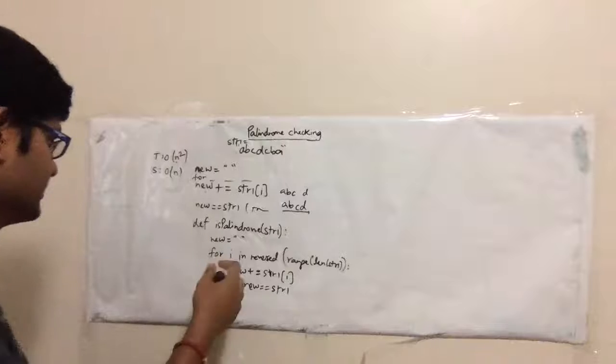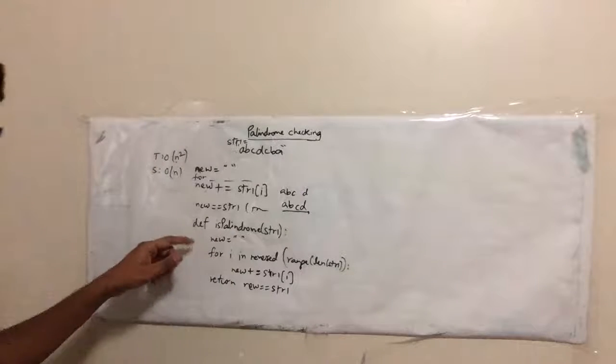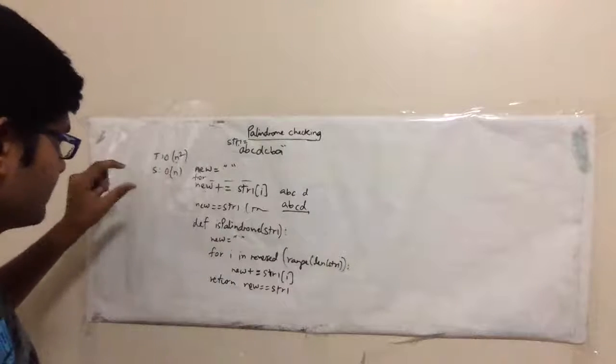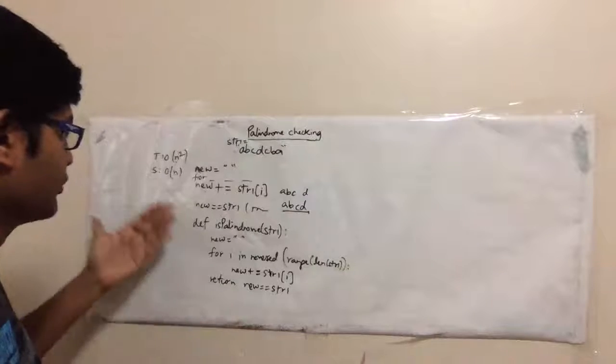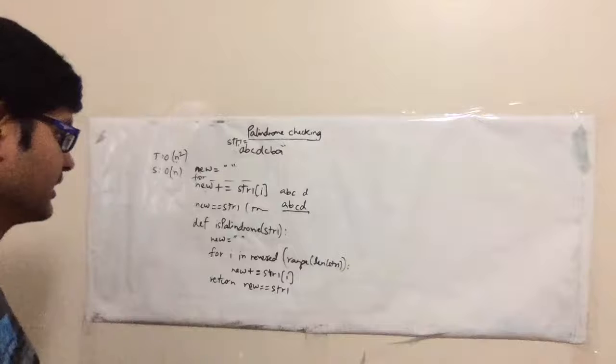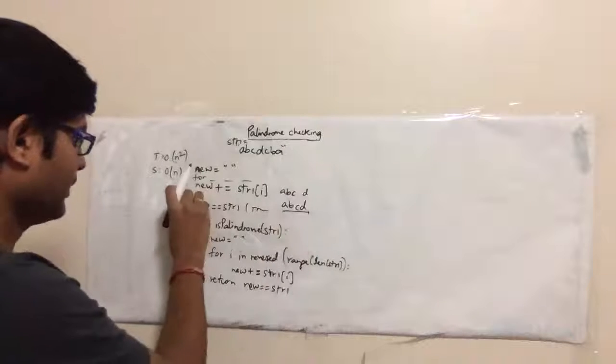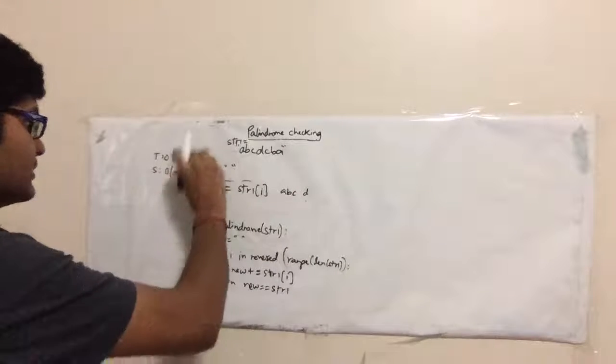So that's it. This executes in big O of n square time and big O of n space. So can we make any modifications or improvement to this? Yes, definitely yes. Okay, what improvement can we make?